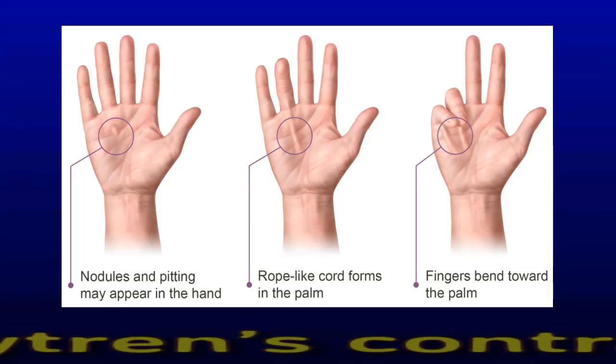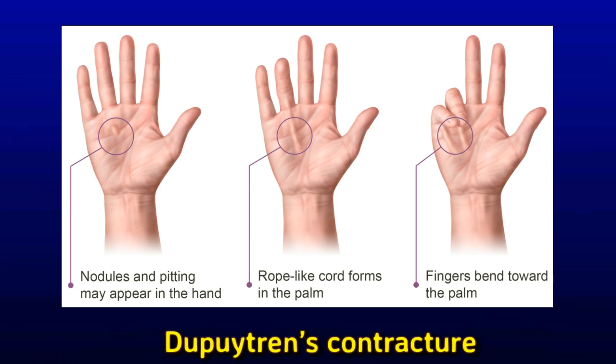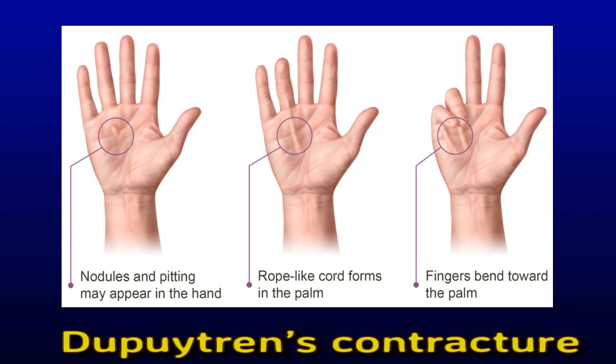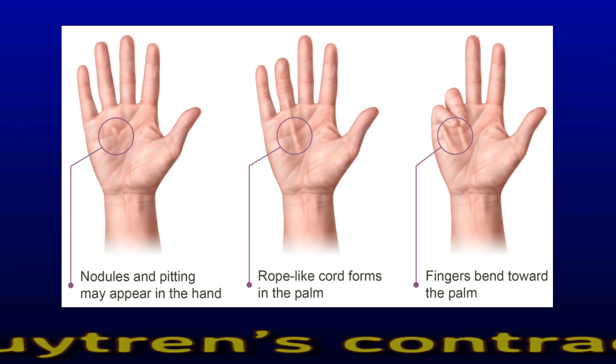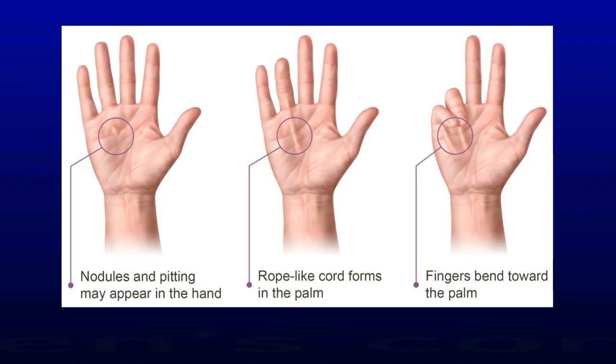Dupuytren's contracture. Dupuytren's contracture is the thickening of the tissues in the palm. This thickening can lead to the formation of nodules and cords that can reduce movement and may cause the fingers to bend toward the palm. This can lead to pain and loss of movement.